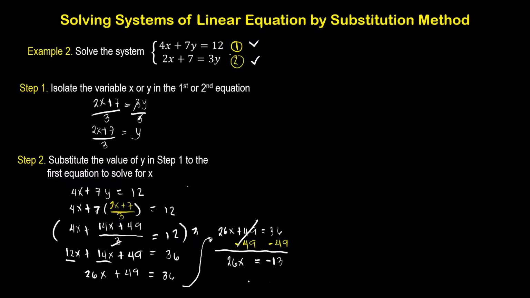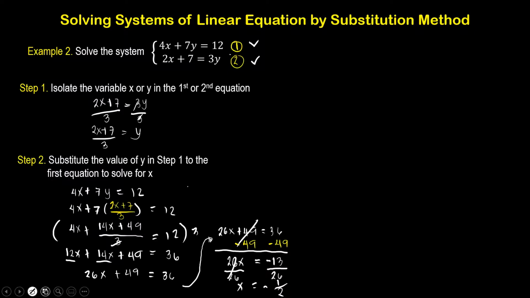Okay, so therefore, to solve for x, ang gagawin lang natin is to divide both sides by 26. Okay, so this is cancelled out. So we have x is equal to negative 13 over 26, this is just equal to negative 1/2.